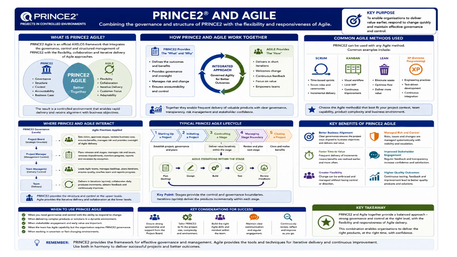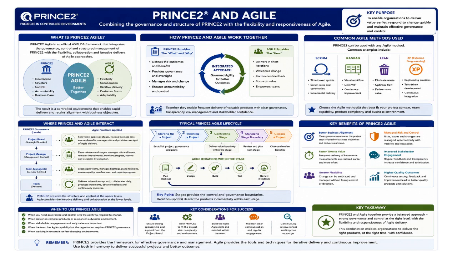At the higher governance levels, the project board, project manager, and team managers maintain oversight, risk control, planning, reporting, and decision-making. At the delivery level, Agile teams work iteratively, collaborate closely, deliver increments frequently, and continuously improve products based on feedback. This means PRINCE2 governs the project, while Agile drives the delivery activities.